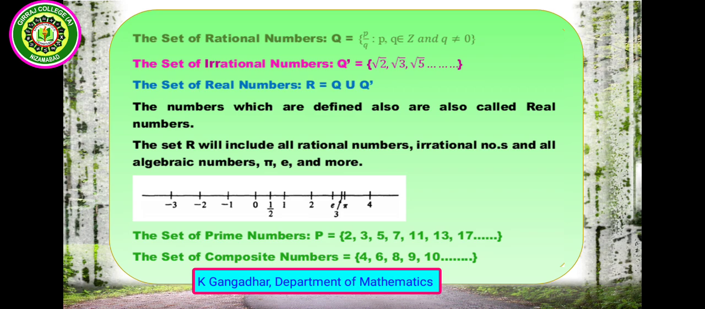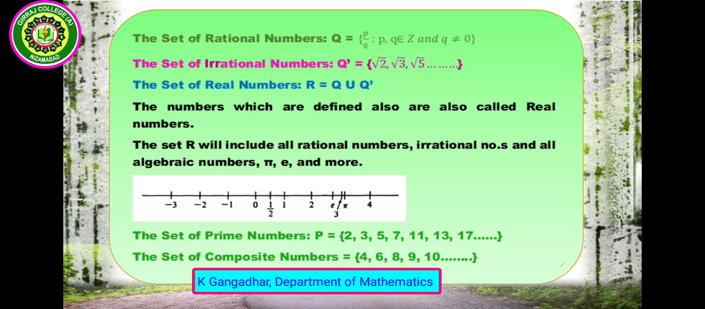So rational numbers are of the p by q form, and irrational numbers are numbers which have no perfect square root. Now the next number system is the real number system. What type of numbers are called real numbers? What is the definition of a real number?